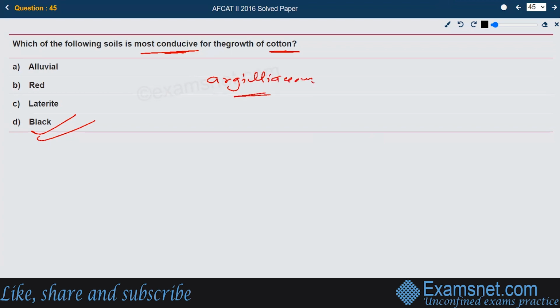Argillaceous means very fine grained and dark, and containing a high proportion of calcium and magnesium carbonates. Carbonates of calcium and magnesium are contained in high quantity in this black soil. So that is the right answer, black soil.